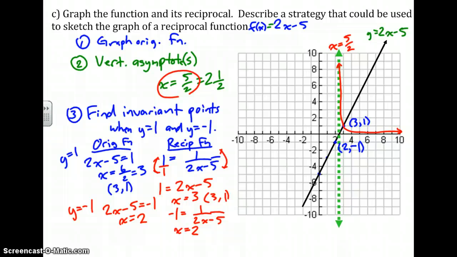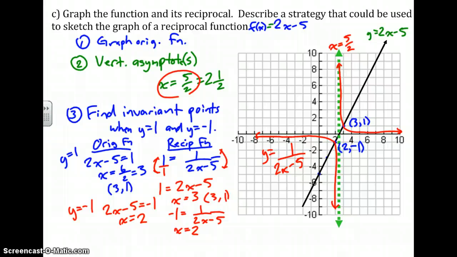This other part, I start at the invariant point, I can go along the asymptote again, and starting at the invariant point going the other way, I can go along the x-axis. So there we get the reciprocal function in red. So that's f of x, or I should write it as y equals 1 over 2x minus 5. So the red is our reciprocal function.